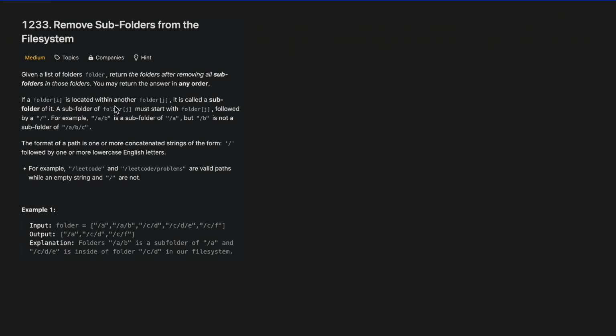If a folder I is located within a folder J, it is called subfolder of it. A subfolder of folder J must start with folder J followed by a slash. For example, /A/B is subfolder of /A, but /B is not the subfolder of /A/B/C.